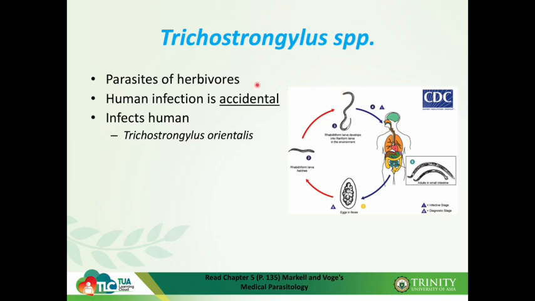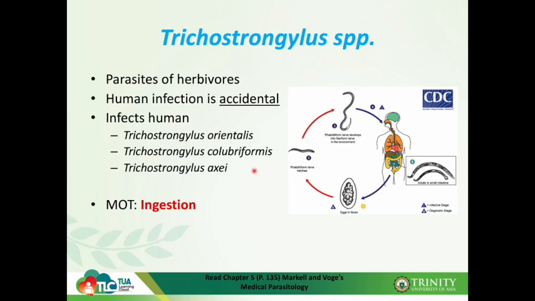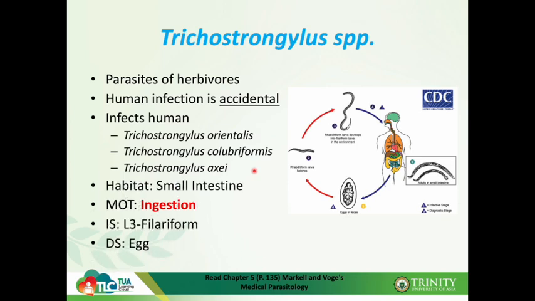These are parasites of herbivores. Human infection is accidental, and these are very important or clinically significant species. Mode of transmission is ingestion, and the habitat is small intestine. Infective stage is filariform, and the diagnostic stage would be the egg.